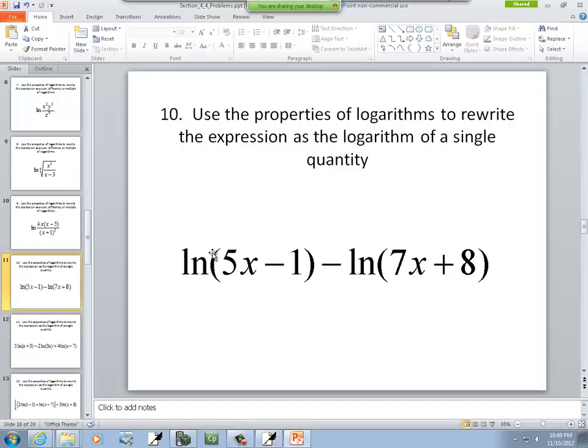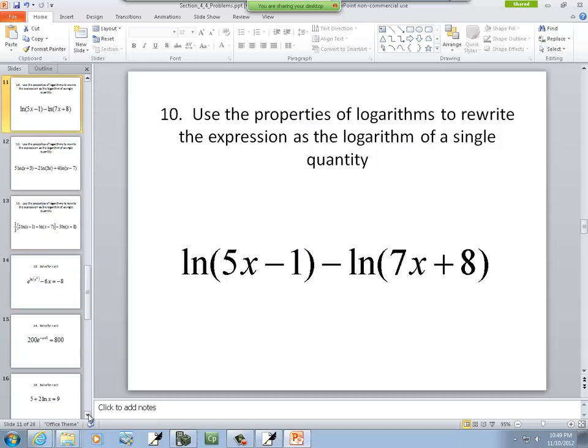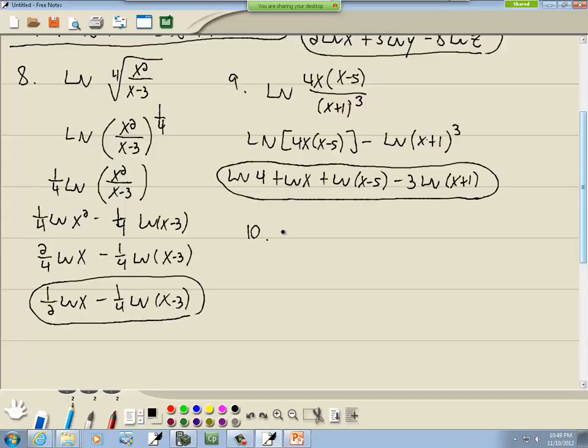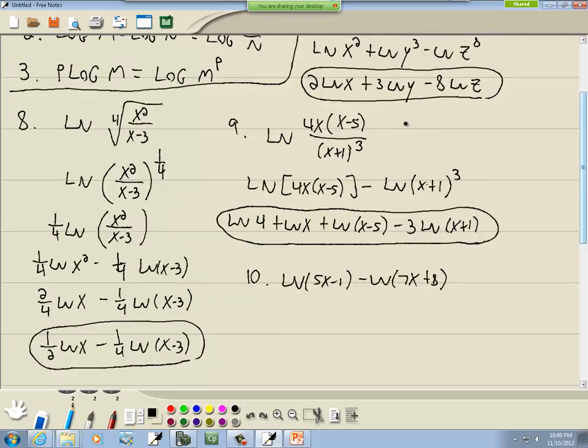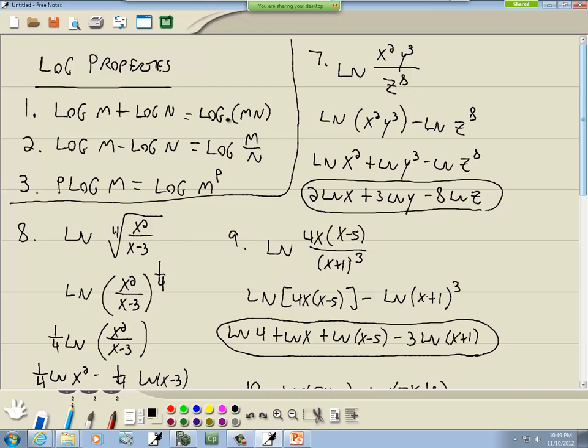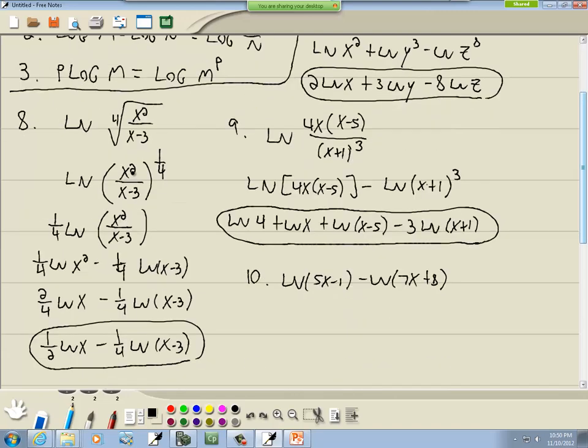Now these next problems are going to have us go the other way. We're going to start out with multiple logs, and then we're going to work at getting a single log. Let's see. Natural log of 5x minus 1 minus natural log of 7x plus 8. Now in order to use these two properties up above, multiplication and division, addition and subtraction, the logs have to be by themselves. You can't have any numbers in front of them. So like if I had a 5 log of something plus 2 log of something, you can't use these properties. So get rid of any numbers before your logs before you begin.